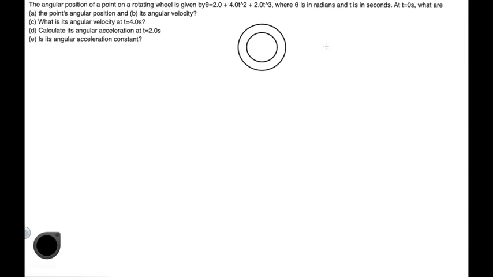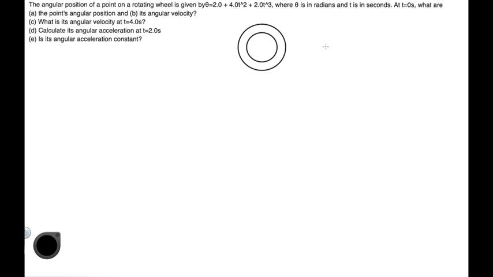Hi there. So for this video, we're going to be working on a rotation problem. The angular position of a point on a rotating wheel is given by theta equals 2 plus 4t squared plus 2 times t to the third power, where theta is in radians and t is in seconds. So the first thing we want to do is to draw a diagram of the problem.